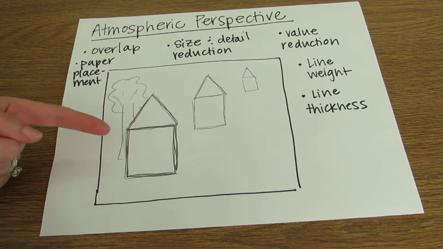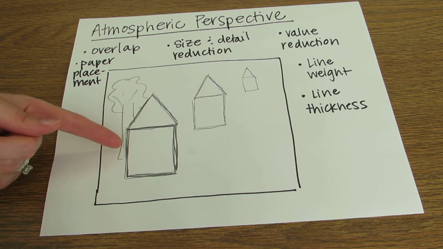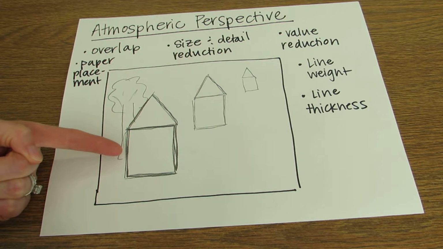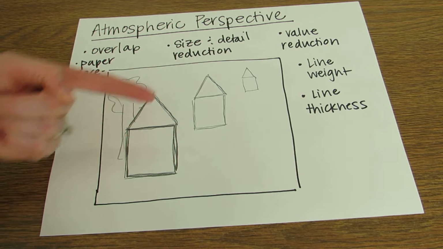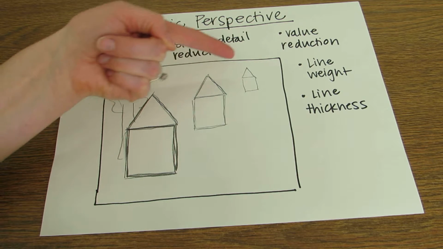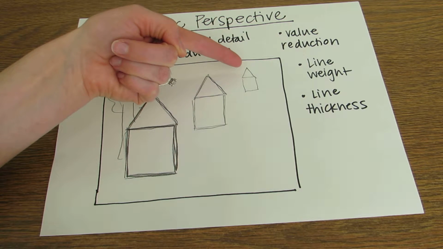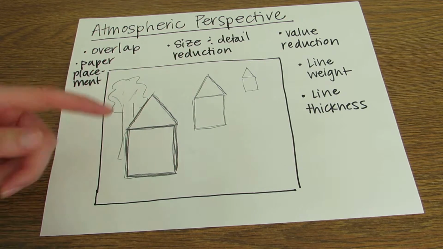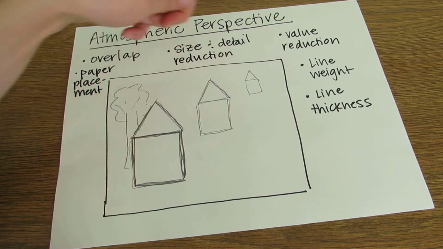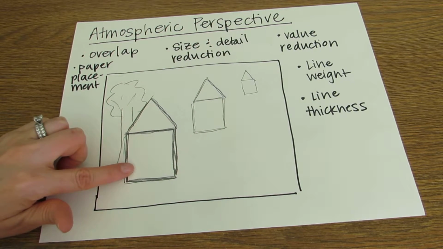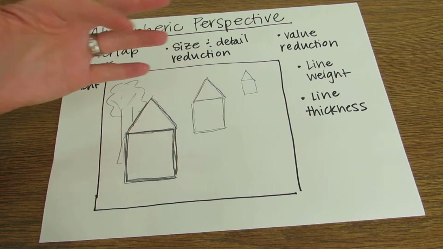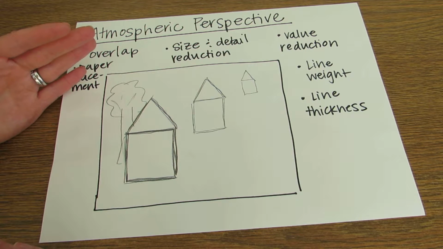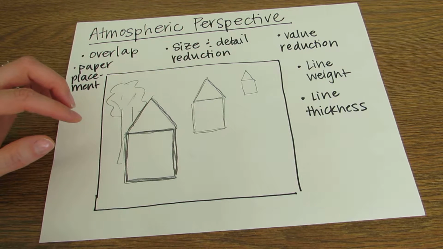That variation in line thickness, thick in the front, thin in the back, and line weight using darker pencils like the 6B in the front, maybe a 2B in the midground, and an HB or even a 2H in the background also helps. If I were shading these in, I would also want to reduce the value. So the objects in the front could be much darker. As they go back, they're going to start slowly losing intensity and being lighter values. And I'll show you a picture of what I mean by that after.